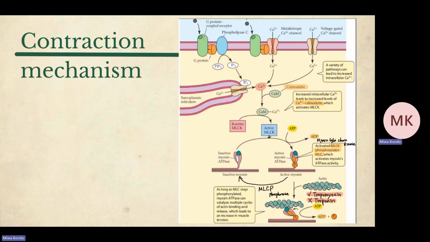First, calcium ions either flow into the cell or come from the sarcoplasmic reticulum and bind to calmodulin, forming the calcium-calmodulin complex. This complex activates myosin light chain kinase, or MLCK, which then phosphorylates the myosin light chain, allowing contraction to proceed. And one important thing to note is that in smooth muscle, only tropomyosin is wrapped around actin, and troponin is absent.